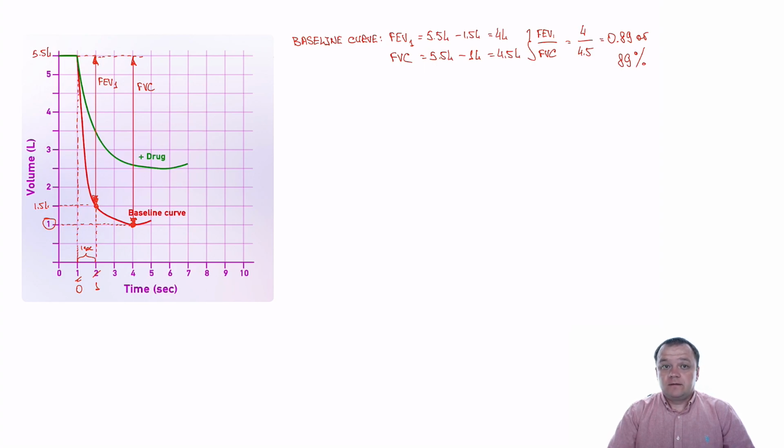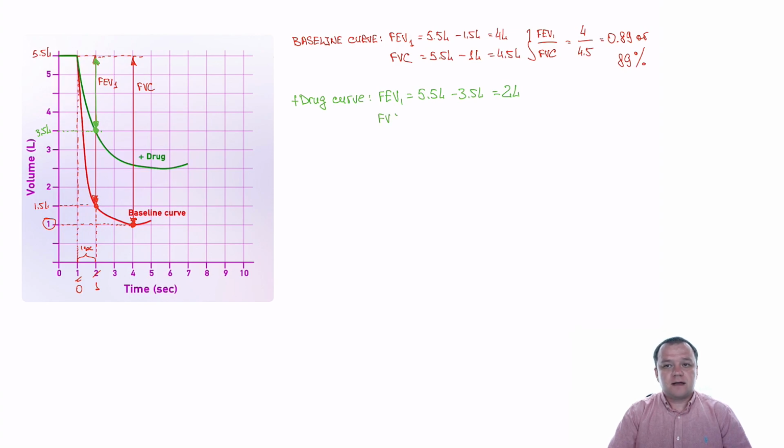But after that, the physician gave the patient some medication, and a new curve was registered. The green one, the curve obtained after drug administration. Let's do the same calculations for the green curve. At this point, we have a time of 1 second, and this will be the FEV1 for the green curve. So FEV1 will be 5.5 liters minus 3.5 liters, which equals 2 liters.